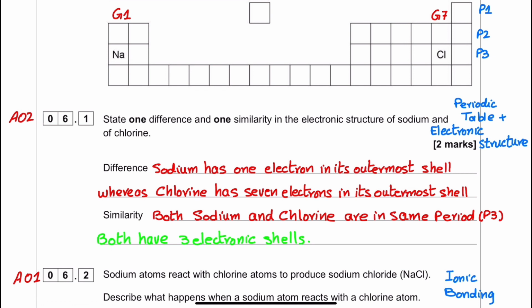So that is a similarity between them. Both sodium and chlorine are in the same period, period number 3. So both have 3 electronic shells. Students can use this option for similarity, or they can write this one to get 1 mark.